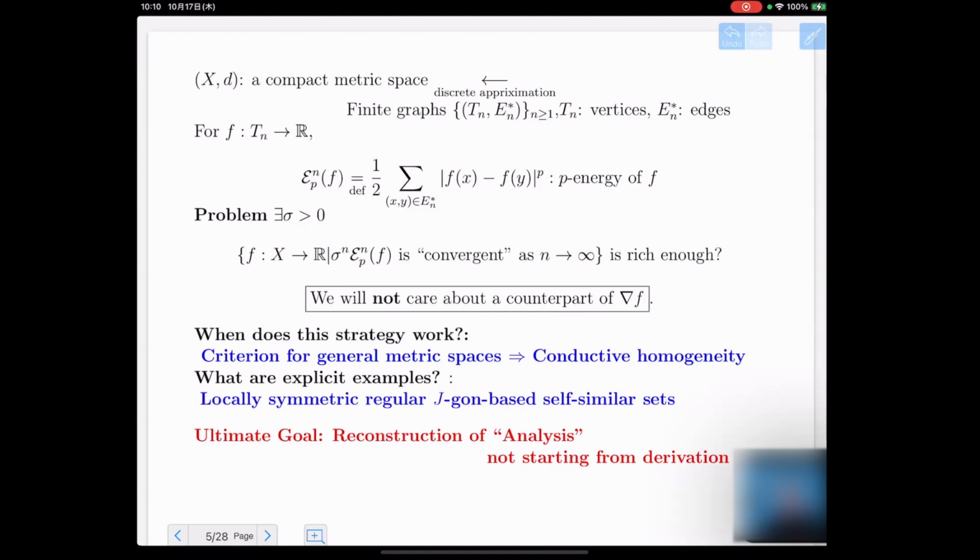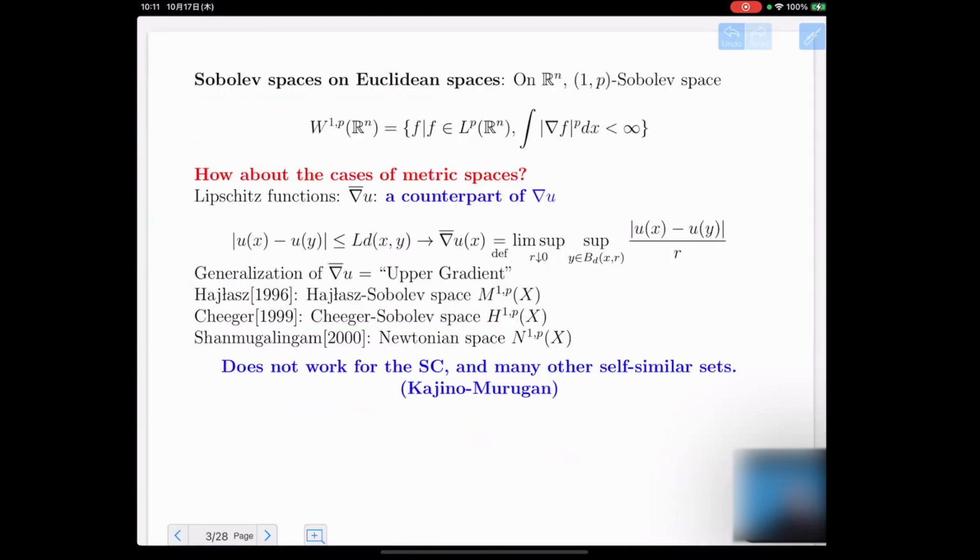What I want to say is, in this construction, we will not care about the counterpart of the gradient. So we don't use the notion of derivation. That's quite different from the method using the upper gradient.